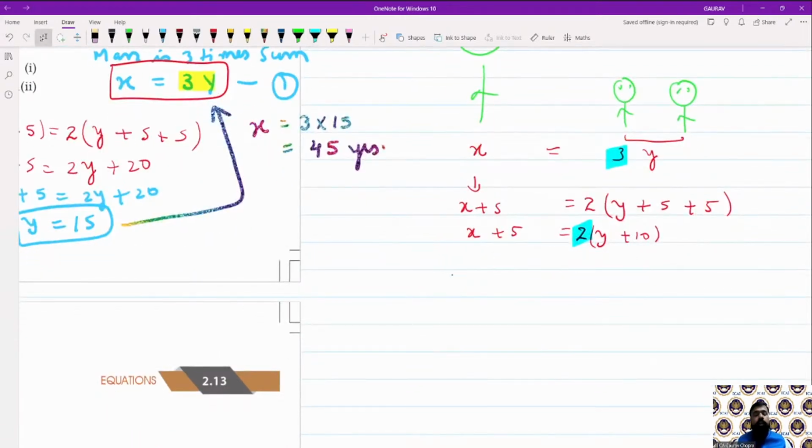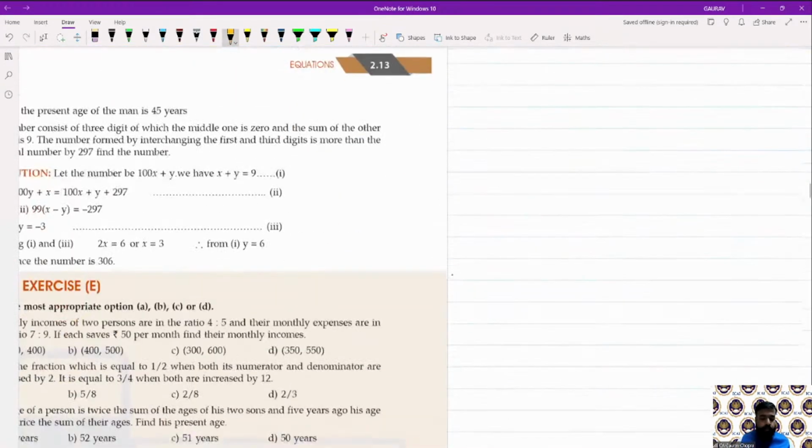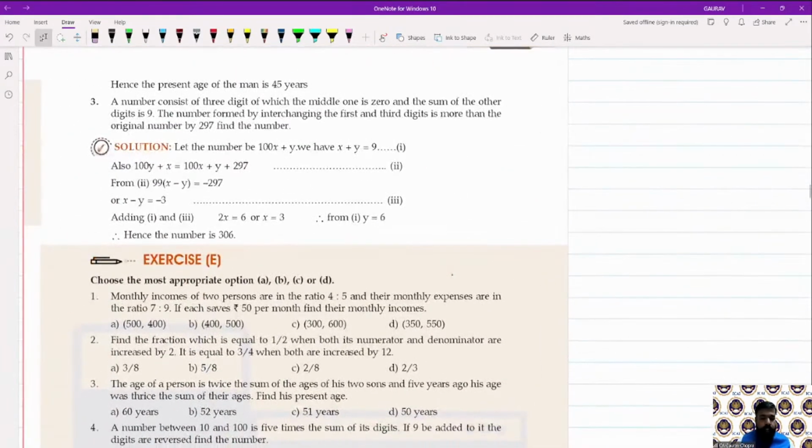So now there are these two equations, and then we can easily simplify these two as we have done here. So you can use any of the methods, no worries. Now let's try with the third one.